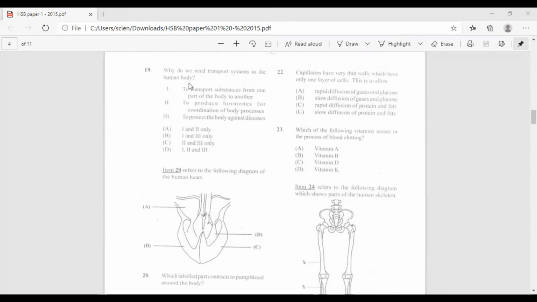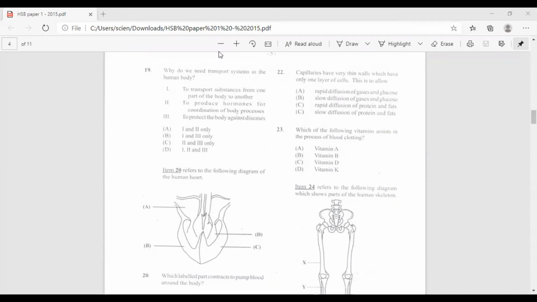Guys, look at the graph. Question 19. Why do we need a transport system in the human body? 1, to transport substances from one part of the body to another. 2, to produce hormones for coordination of body processes. 3, to protect the body against diseases.